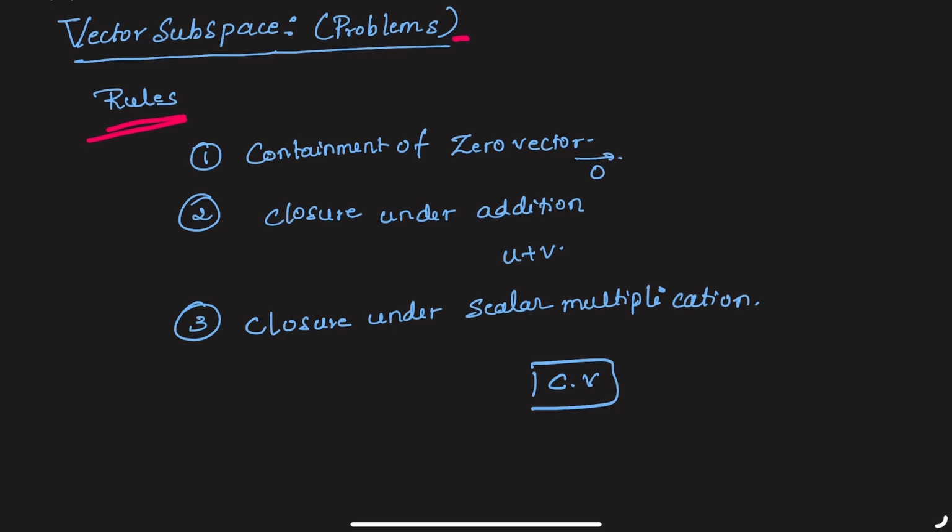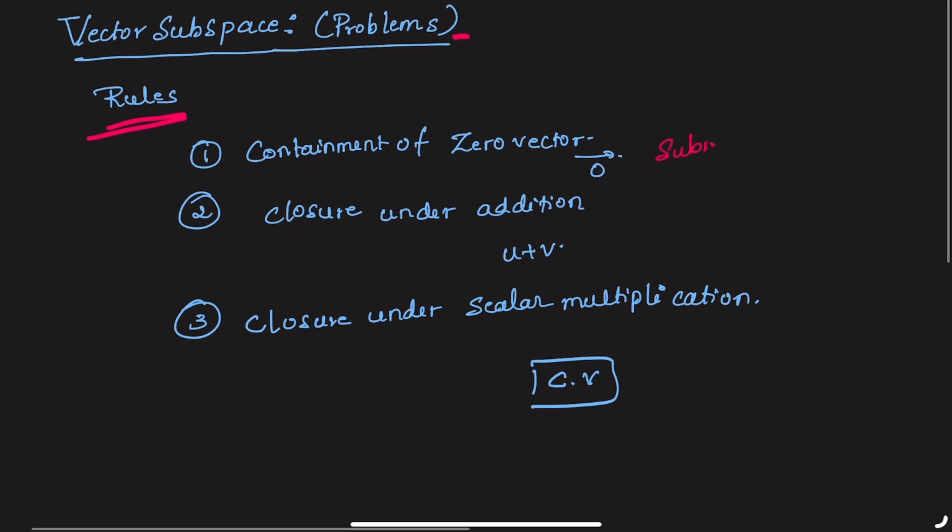The first rule is about the containment of the zero vector. If the zero vector is not in the subset, then it cannot be a subspace, because vector spaces must contain the zero vector.